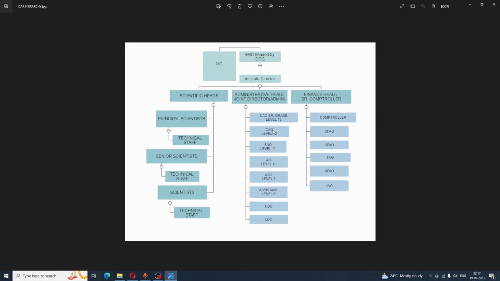Sometimes when there is scope for the NDCE exam, with just 2.5 years of service, a person can get eligible, and if he clears, he can get promoted to AO faster over here. So this is the hierarchy. Now we will see the Cadre review.